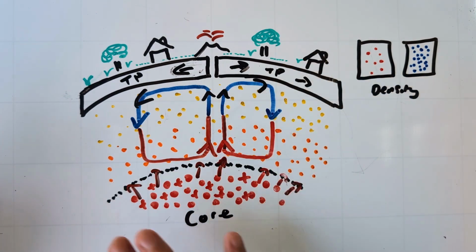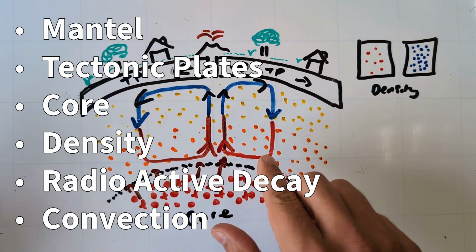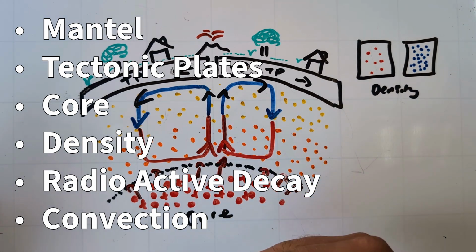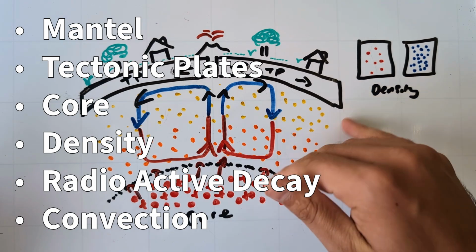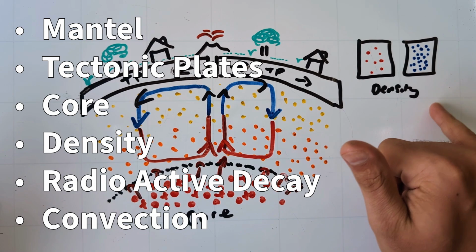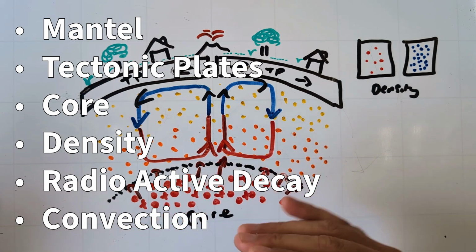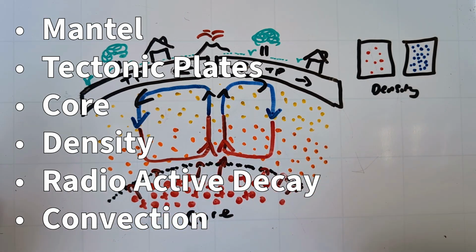And so just a quick recap: in the core we have radioactive decay. This causes our magma in the lower mantle to be heated up, to become less dense and to rise. As it rises, it begins to cool, becoming more dense, causing it to sink. This happens in a continuous flow, or a cycle. And that really is it.